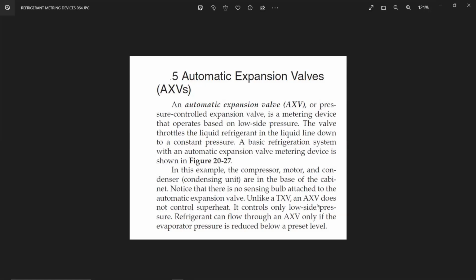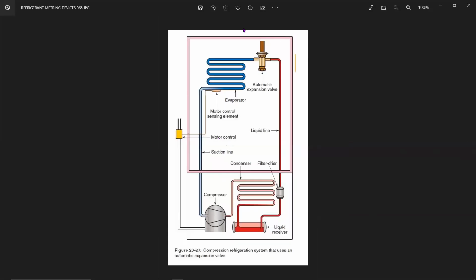It controls only the low side pressure. The refrigerant can flow through an AXV only if the evaporator pressure is reduced below the preset pressure level. So you see this is the exact unit: inside it, this is the compressor, this is the motor, everything is there. This is the motor control element, with only one sensing bulb for the motor control, so that the motor cuts out accordingly. Other than that, unlike the TXV, there is no separate sensing bulb here. So how does it work?